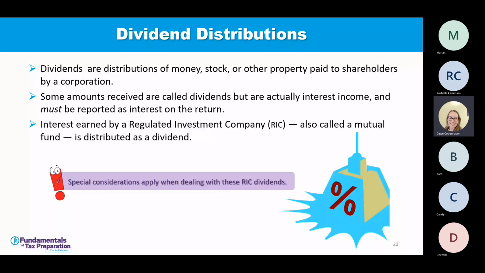Some amounts are called dividends, but are actually interest income. We talked about that again. Credit unions are infamous for doing this. It's not really a dividend, it's interest if it's from a credit union. Interest earned by a regulated investment company, also called a mutual fund, is distributed as a dividend.